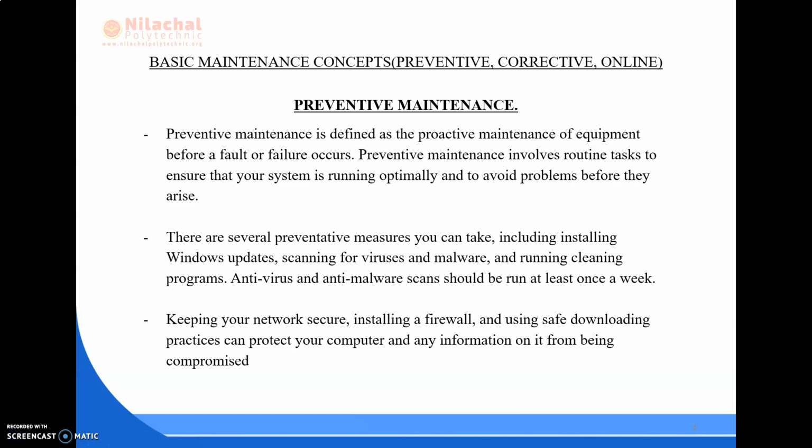Preventive maintenance is defined as the protective maintenance of equipment before a fault or failure occurs. Preventive maintenance involves routine tasks to ensure that your system is running optimally and to avoid problems before they arise. There are several preventive measures you can take, including installing Windows updates, scanning for viruses and malware, and running cleaning programs, that is, the diagnostic programs for the system.